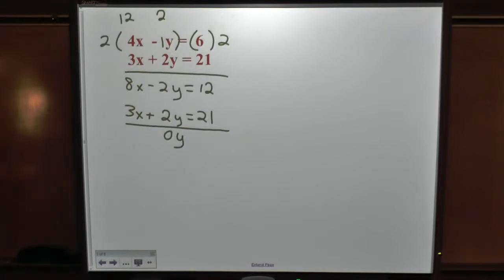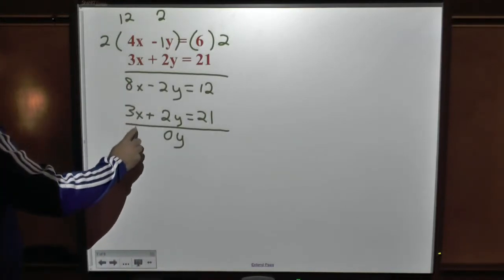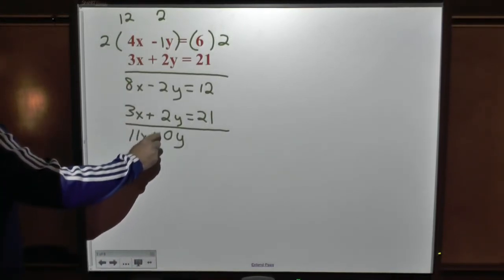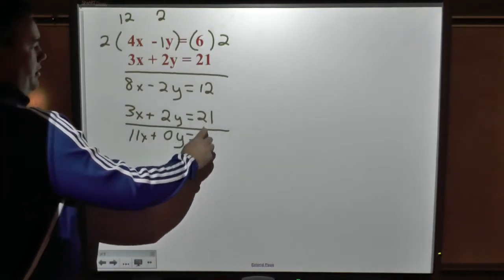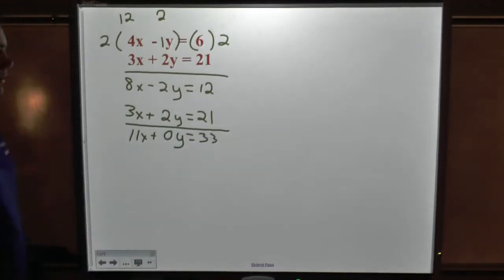So now we've changed that first equation. From that, we can add straight down now. Watch what happens. 8x plus 3x is 11x. Negative 2y and 2y is 0y. And then 12 plus 21 is 33. So now we've eliminated y.